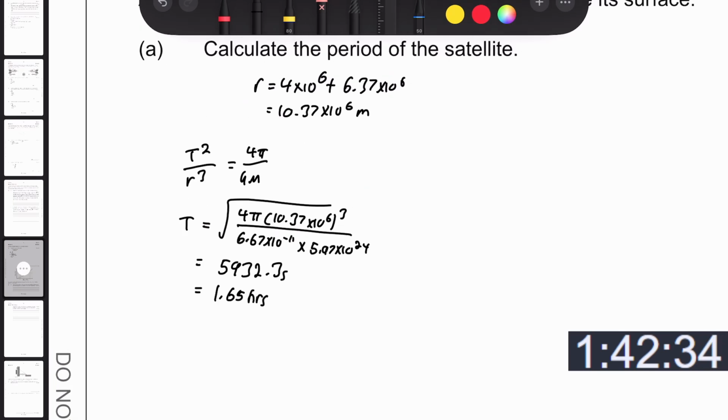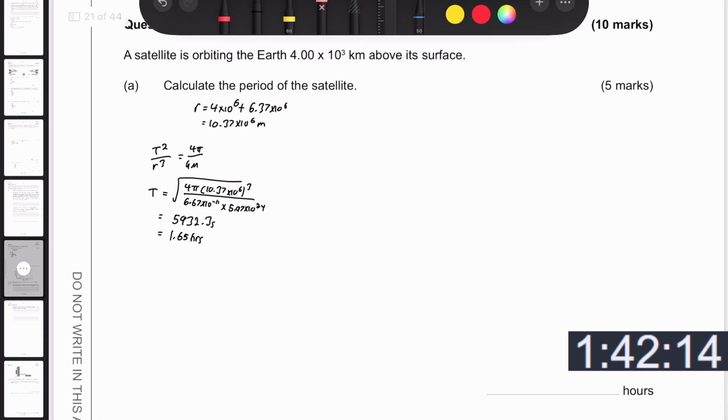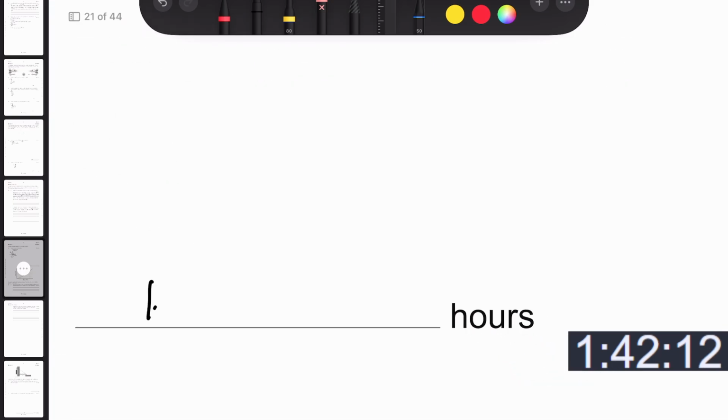Let me do that again. 4 pi times 10.37 times 10 to the power of 6, to the power of 3, over 6.67 times 10 to the negative 11 times 5.97 times 10 to the power of 24. Yeah. So 1.65 hours.